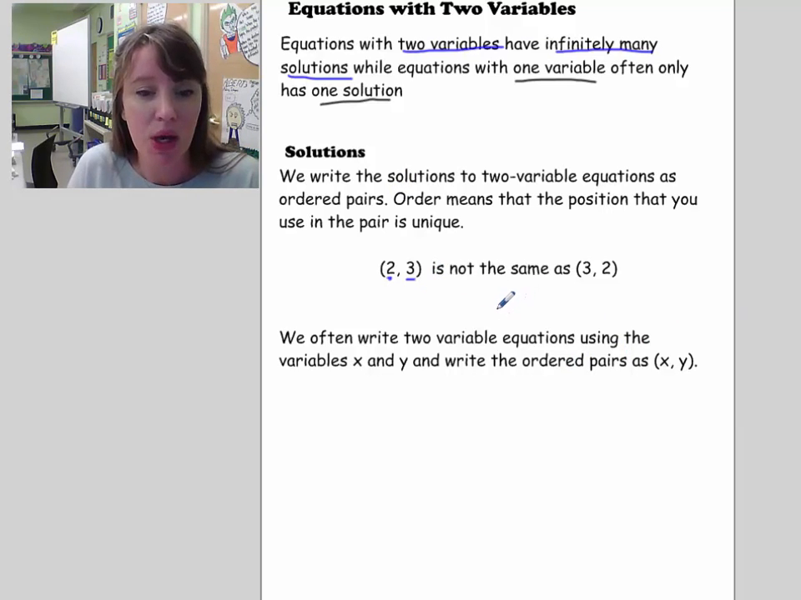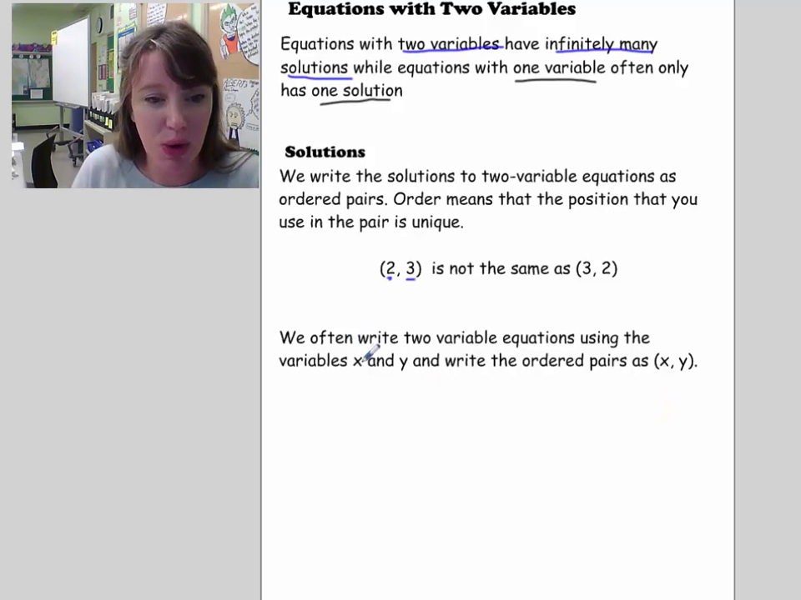We often write two variable equations using variables x and y, and we usually denote them as x, y. Now this is going to link in with graphing these equations. That's why we use the variables x and y, because in the Cartesian plane, we have x and y axes.